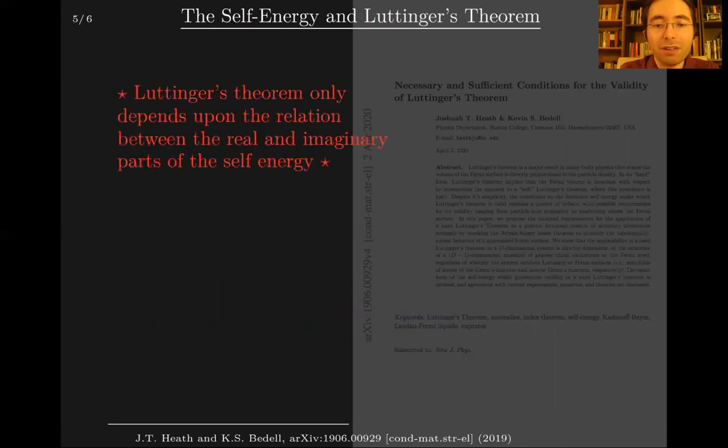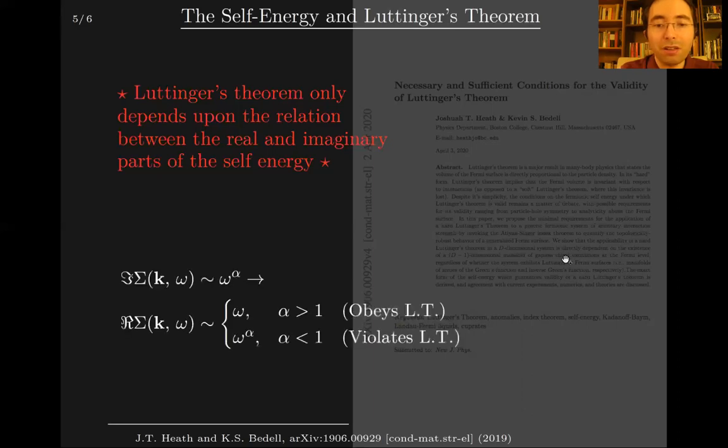What we have shown is that if the imaginary part of the self-energy goes as omega to the alpha, the real part will go as omega for alpha larger than 1, obeying Luttinger's theorem, while it will go as omega to the alpha for alpha smaller than 1, violating Luttinger's theorem. The latter case actually corresponds to the gapped or pseudogapped cases.